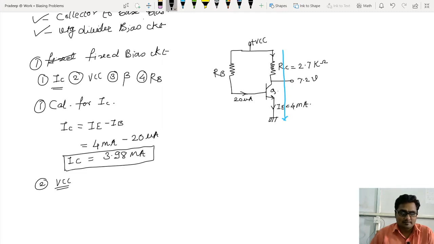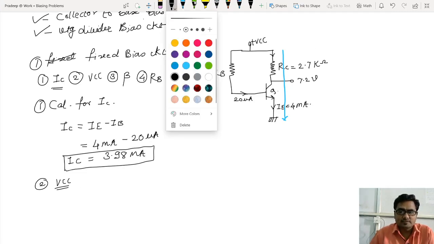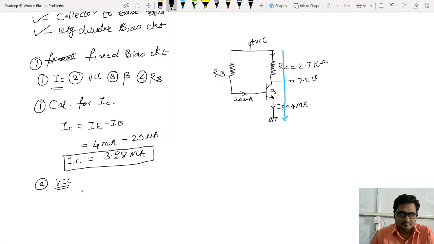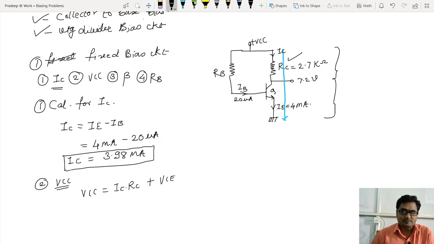Apply KVL. Then write down VCC is equal to IC multiplied by RC. Look at this, I am talking about ICRC. This is IC, and you remember this is IB. So IC multiplied by RC plus, it means this voltage plus this voltage, plus VCE. Yes, that's what it is.